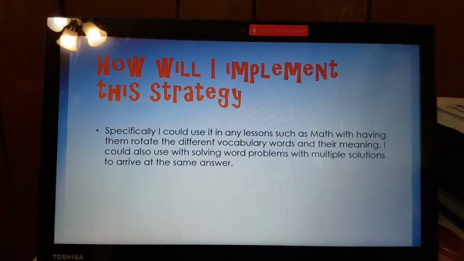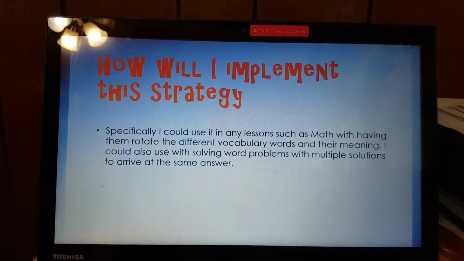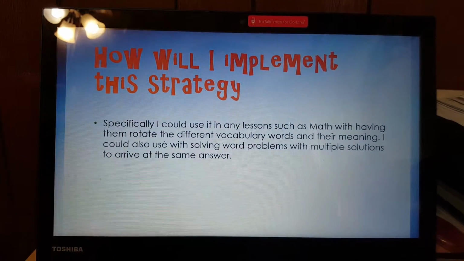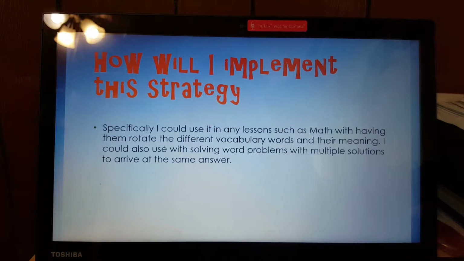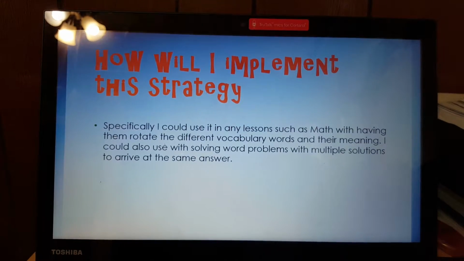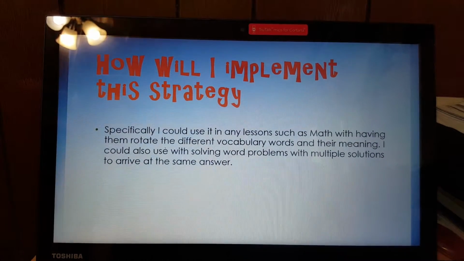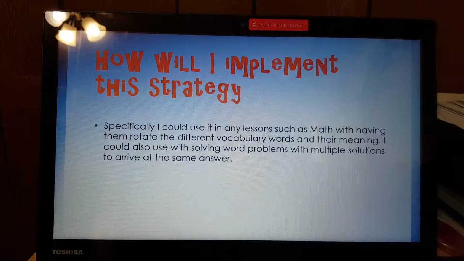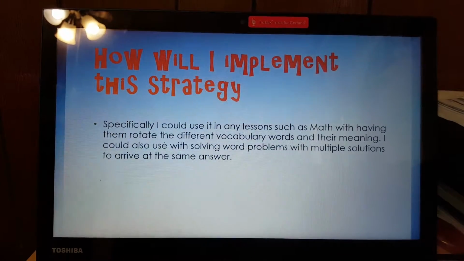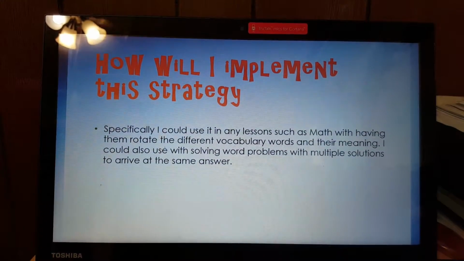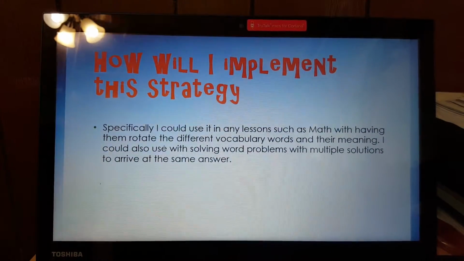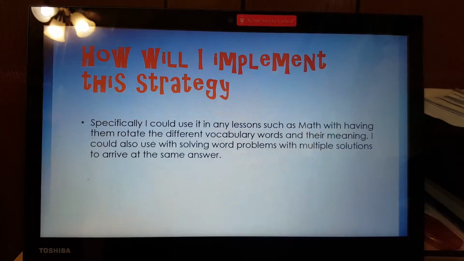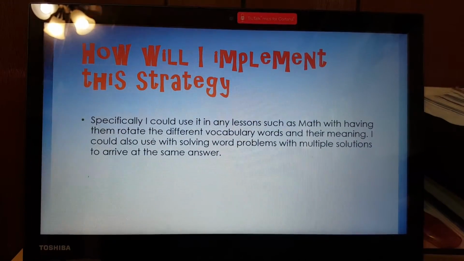Sometimes I did find that you could actually use graphic organizers in this round robin, although ideally it's meant for them to be talking and to discuss with one another. Another way I could use it is by having them solve word problems. Because they do have multiple solutions to arrive at the same answer, you can see what strategy works for each student, and maybe that helps one of the students that didn't know. ESL learners or English language learners, I found that this works best.